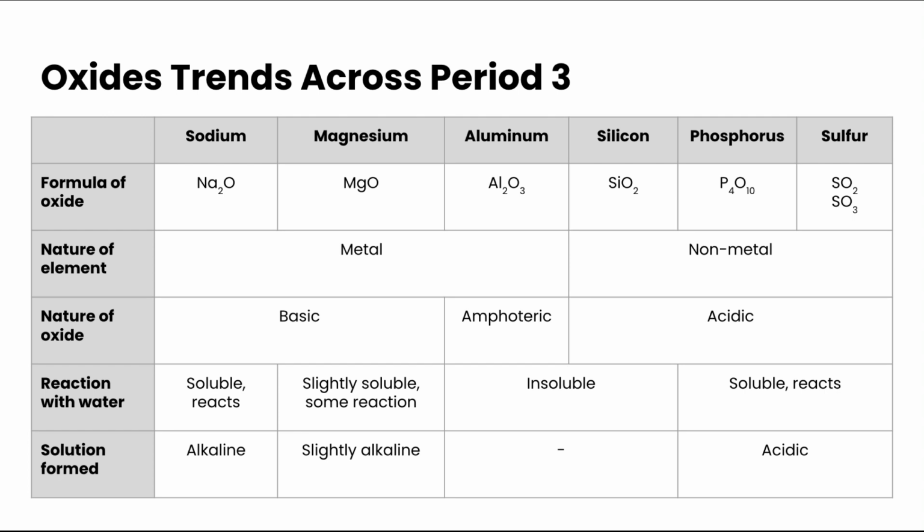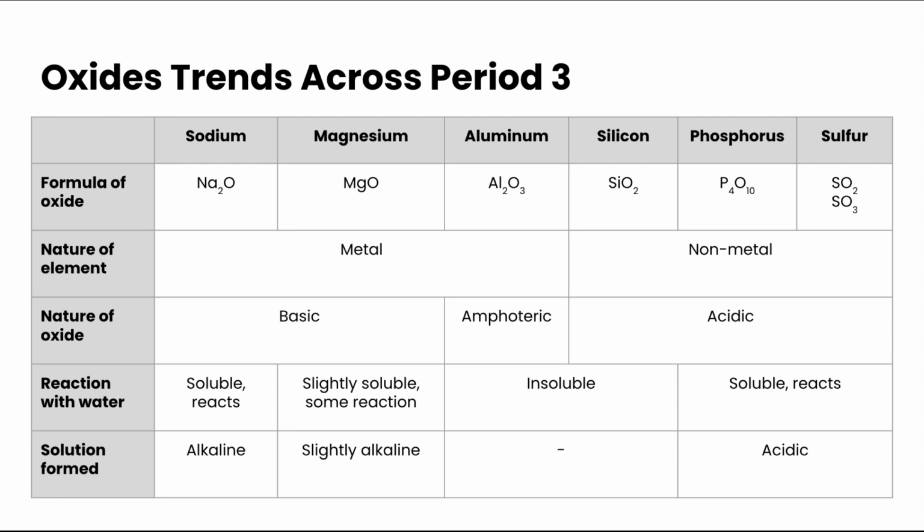What's really interesting is looking at the trends of oxides as we go across a period in the periodic table. If we look specifically at period 3, we've got sodium, magnesium, aluminum, silicon, phosphorus, and sulfur. We've got the formulas of all of the different oxides here: Na2O, MgO, Al2O3, SiO2, P4O10. This one's a little bit weird, but that's how phosphorus makes its oxide. And then a couple of different forms of our sulfur oxide.